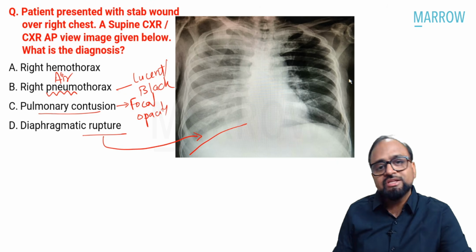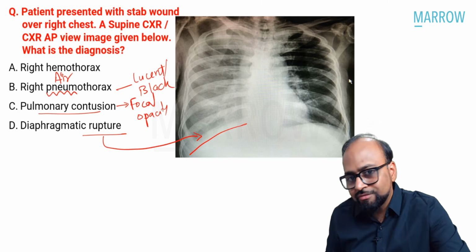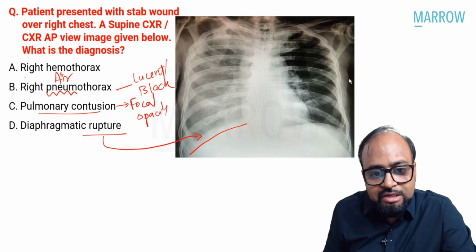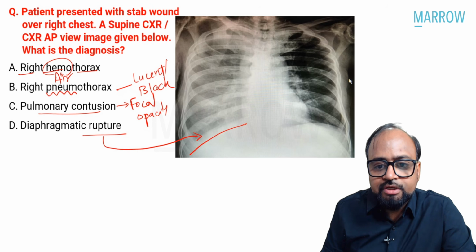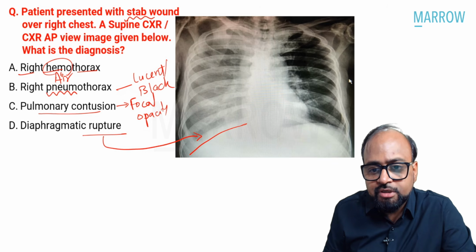So what remains therefore is a diagnosis of exclusion, after all of these three are excluded, is right hemothorax. Hemo because the patient had a stab wound, right? Why hemo? Because the patient had a stab wound.